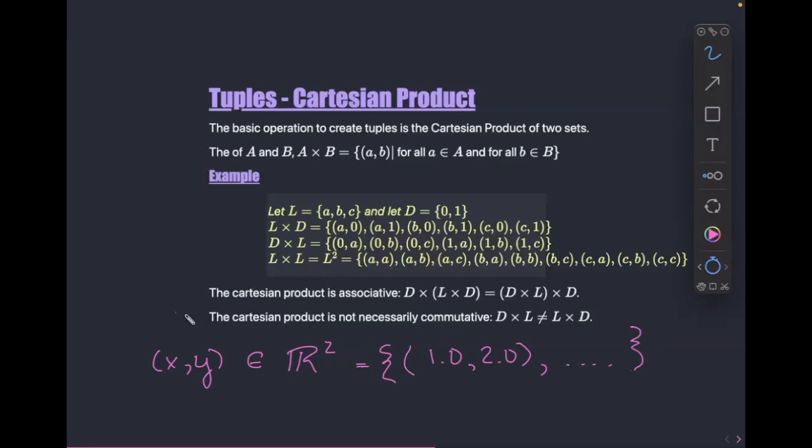Two other things to note about the Cartesian product. It is associative, so you can move the parentheses, and it still means the same thing. One thing you should know though is that it is not commutative, and that's what we showed right here, right? L times D is not the same thing as D times L because it changes the ordering of the result. So just make sure we're clear that the Cartesian product is not commutative.